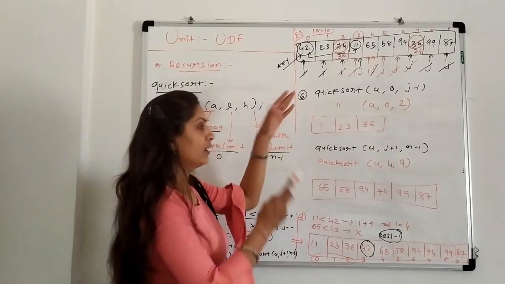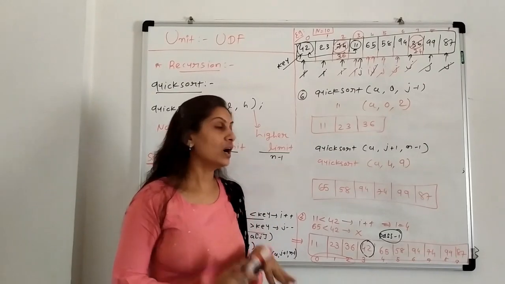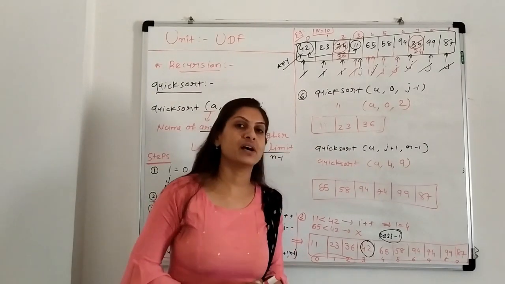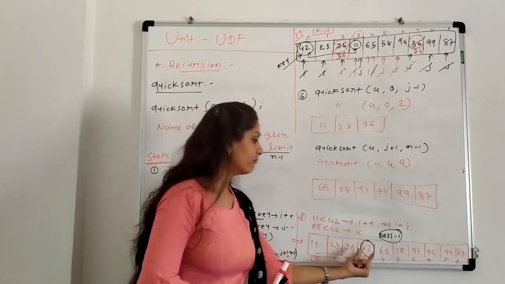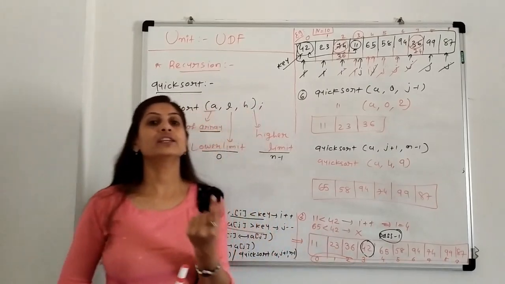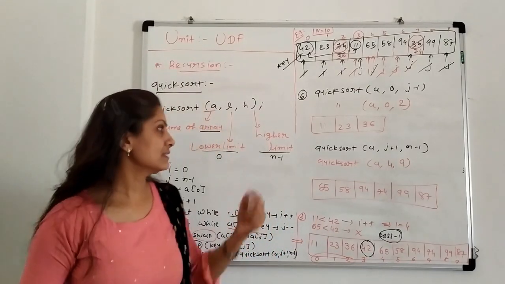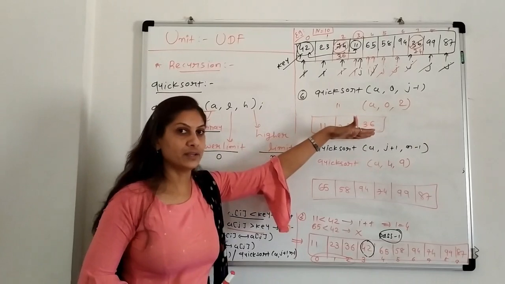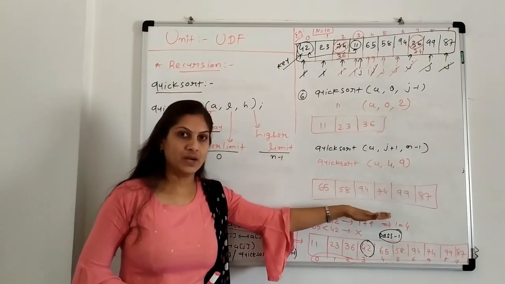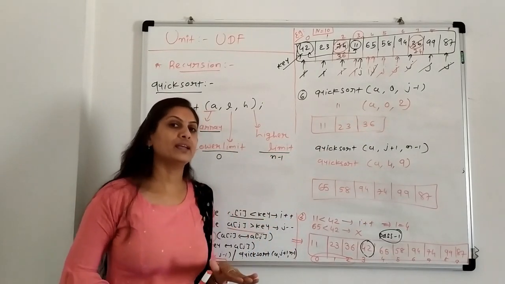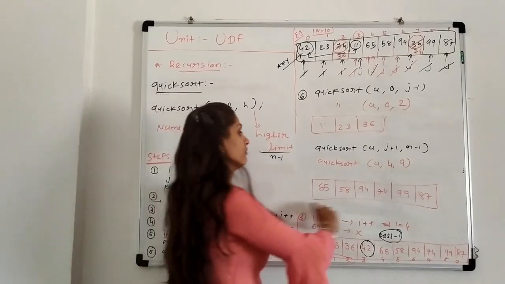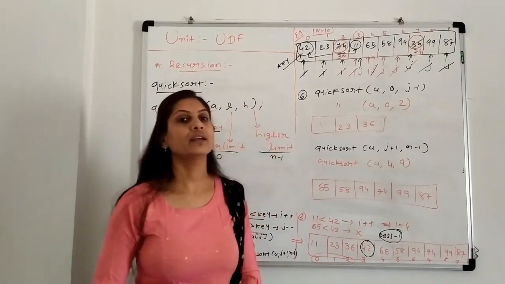and the third part. This process continues until all the elements are sorted. Here only one element is sorted, that is 42. The same process is applied for 11, 23, 36 and for the second part. After completing each and every element, the final answer becomes the sorted array.